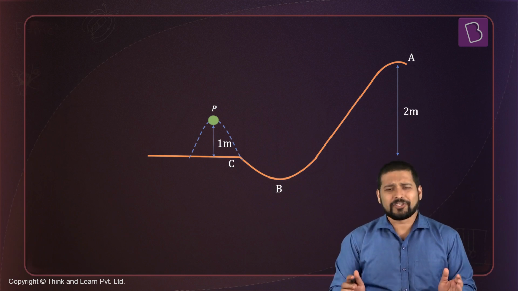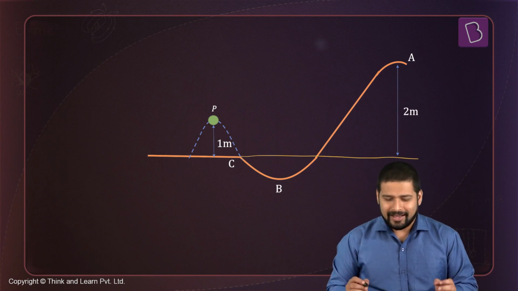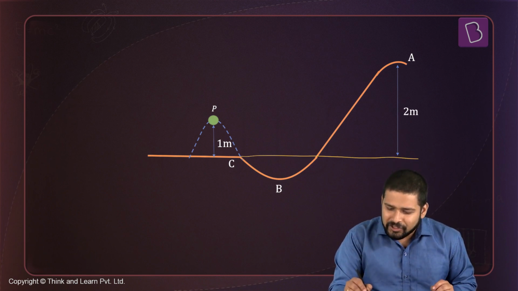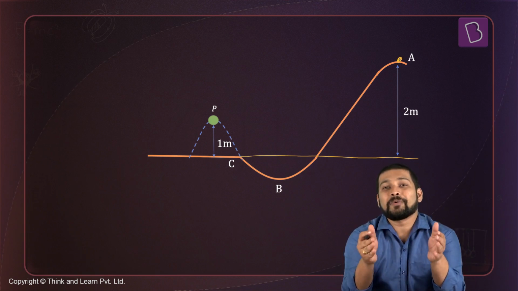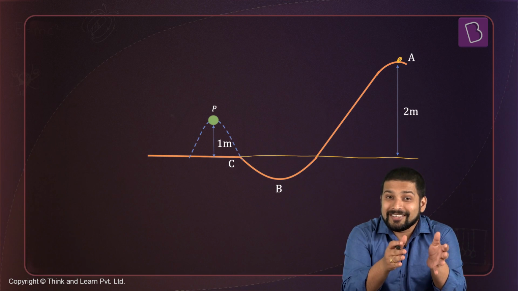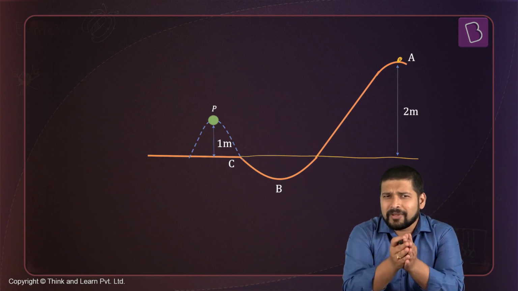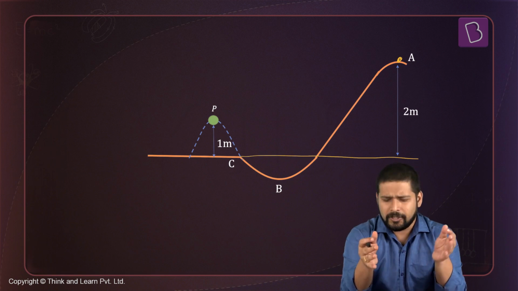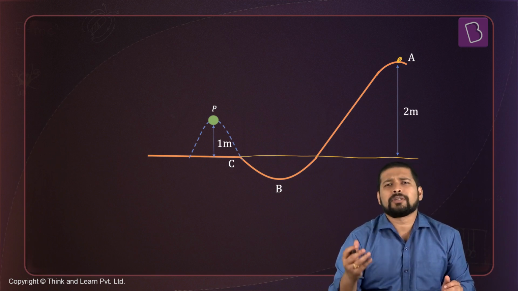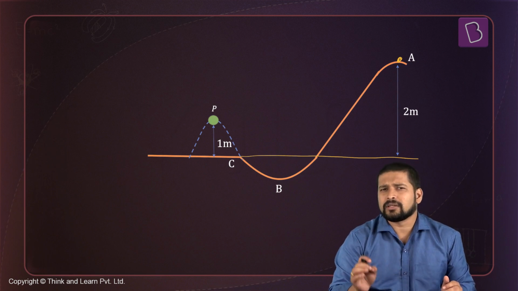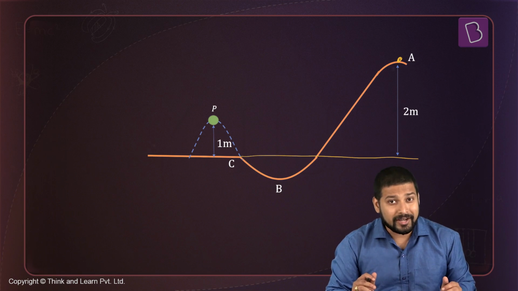Now, this is a pretty simple question. If I take this as my datum level, I can say that the potential energy at point A is equal to the potential energy plus kinetic energy at point P. That's very simple from the law of conservation of energy. So straight away we'll apply this law. At point A, you know that this ball was at rest, so it only has potential energy. Once it starts moving, of course, it will get kinetic energy.